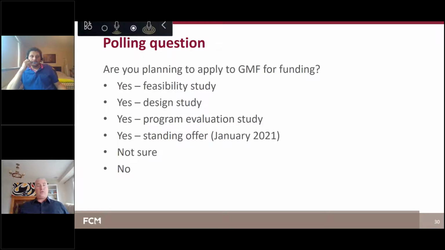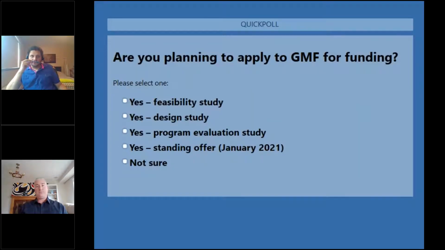So now we have another polling question, and Jasmine will help guide us through the questions. Right. So we just wanted to get a sense of whether you are planning to apply for GMF funding. So please specify, if you are, whether it be for a feasibility study, design study, a program evaluation study, or if you're thinking about applying under the standing offer, which will open around January 2021, or if you're undecided, you're not sure quite yet.